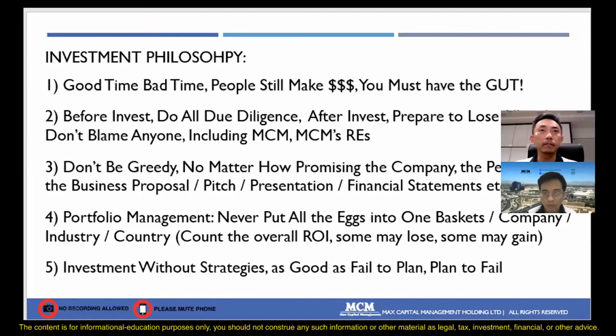Are we supposed to take the money and keep it and not do anything, or should we open our mind a little bit and explore what opportunities are there in the market, put them on the table, and then only make a decision? Okay, and the last part you can see, you must have the guts.